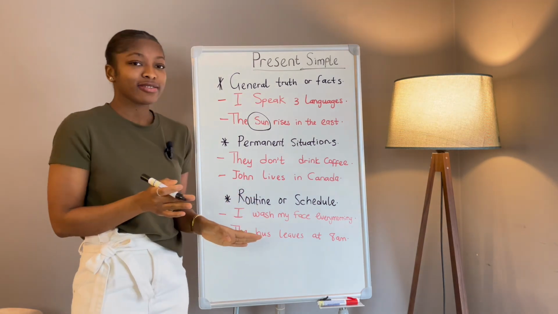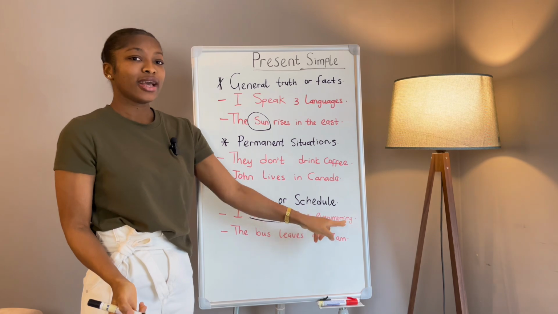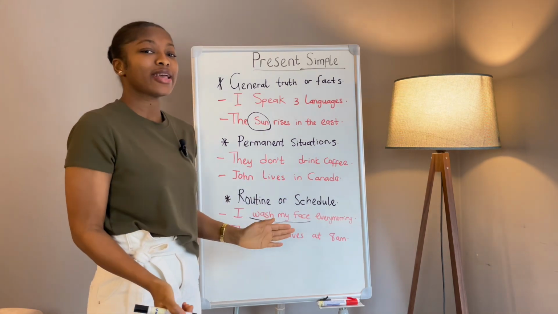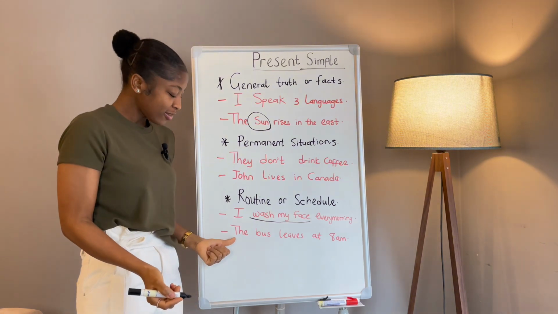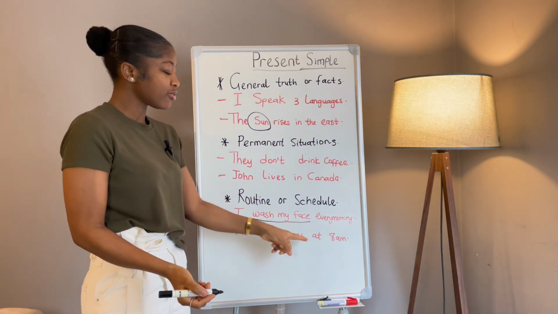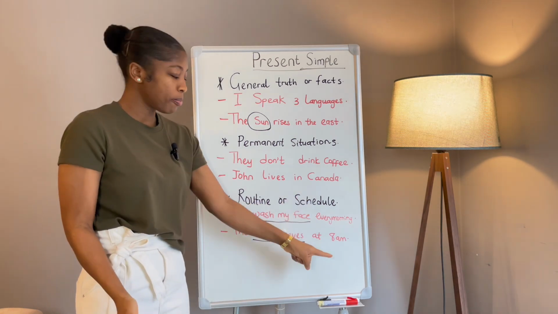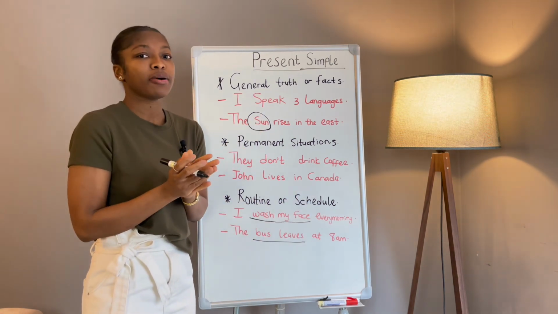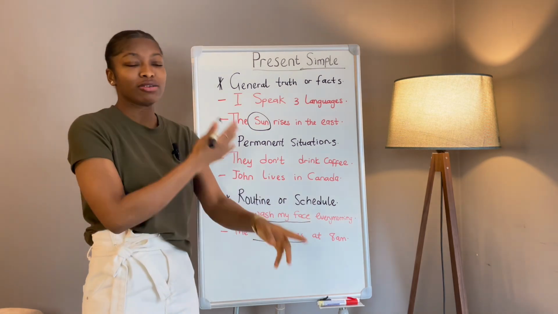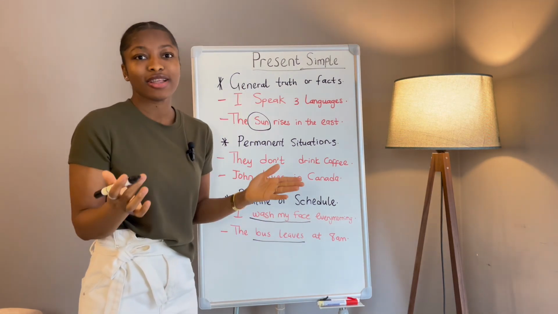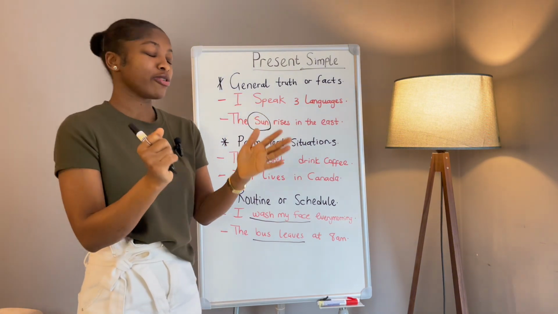Here, the first sentence says, I wash my face every morning. This is a routine, and that's how I start my day. So this is going to be a routine. The second sentence says, the bus leaves at 8 a.m. This is a schedule for the bus. What time does the bus leave? At 8 a.m., maybe every day, every evening, every week. It's simply a schedule. Let's look at some of the structures of the present simple tense.